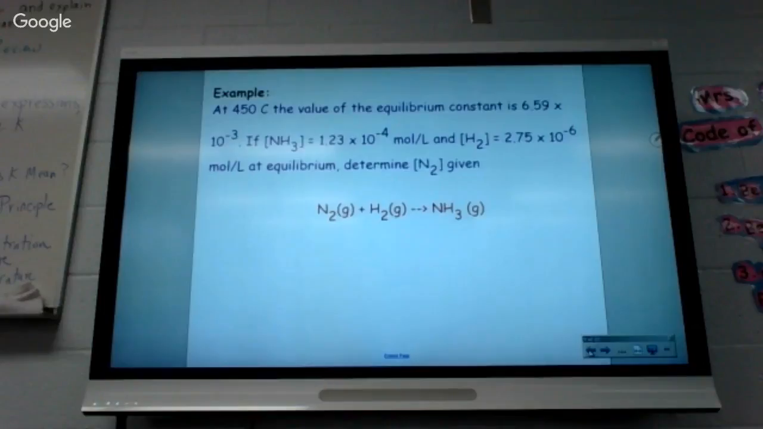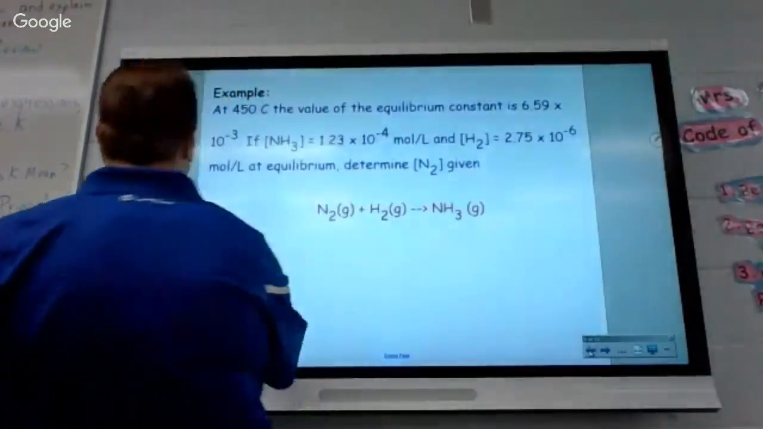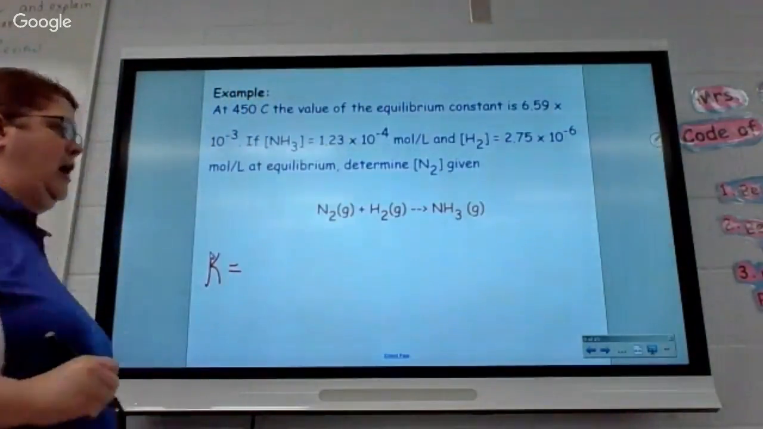So what should we do first? Tell me what we should do first. Find K. All right, but how are we going to find K? What do you mean by find K? Tell me what you're thinking. Set up the equation. All right, set up the equation. Set up the equilibrium constant. Now, K equals. All right, so what are the products?